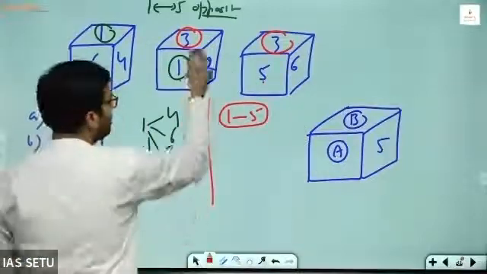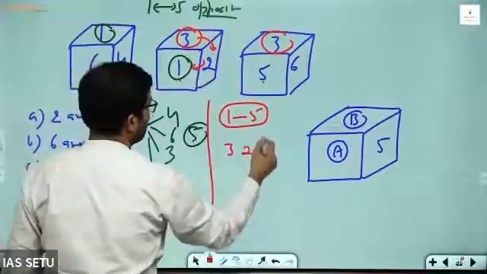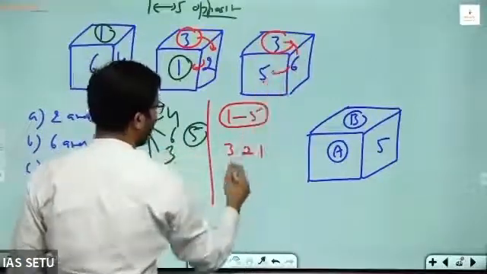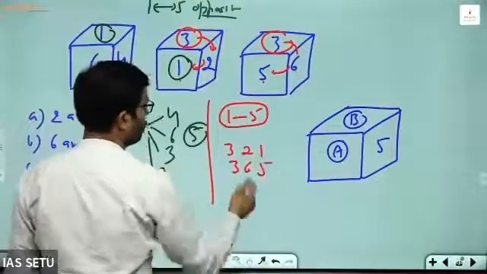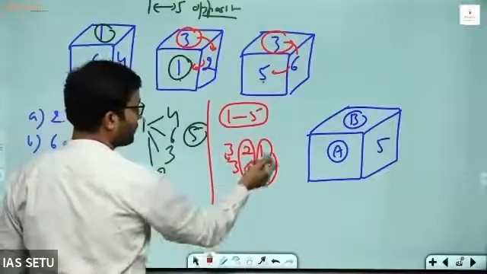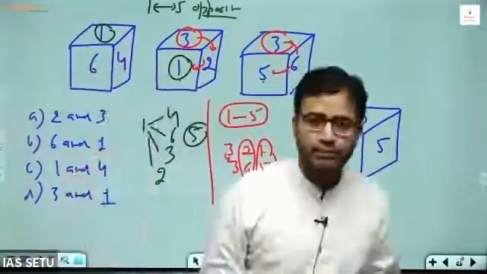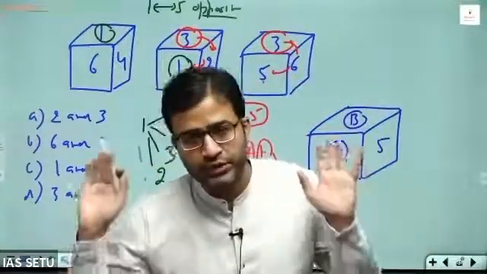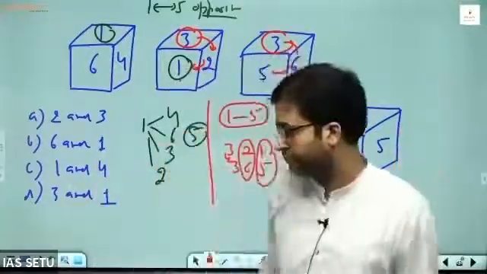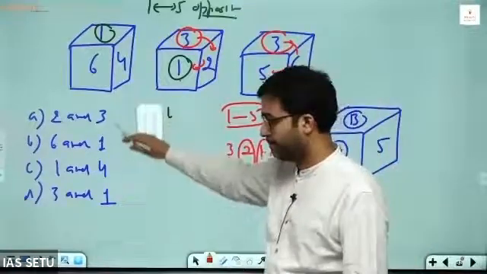Chalo, master method use kar lo. 3, 2, 1. 3, 6, 5. So 2 and 6 opposite, 1 and 5 opposite, and 3 and 4 opposite, but I need 1 and 5 opposite. Tell me simple thing, 1 and 5 opposite, yes or no? Yes.